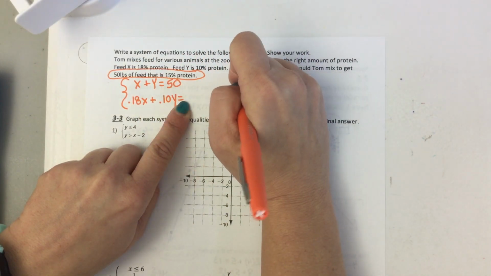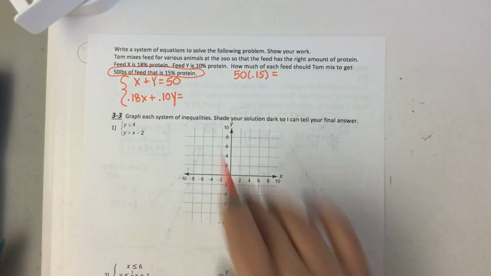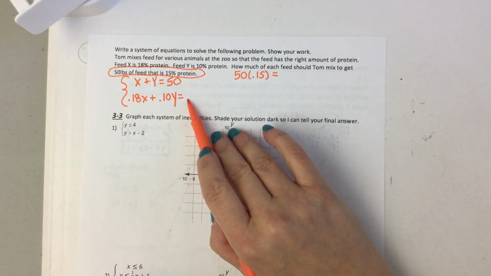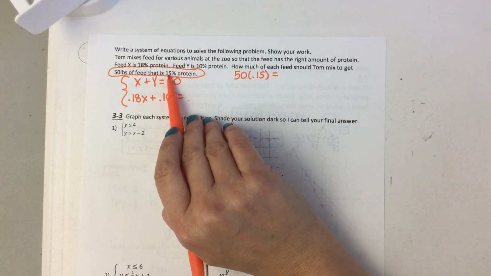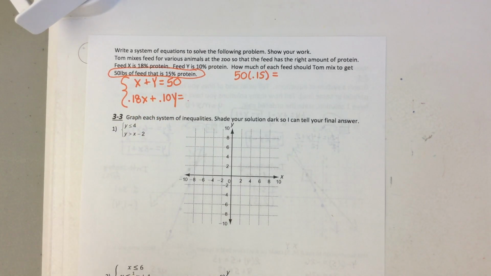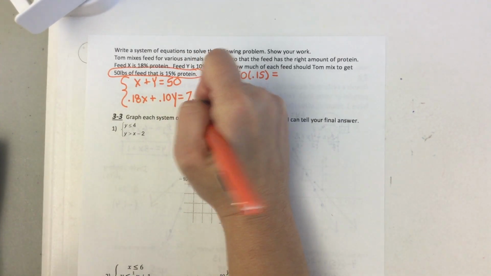So my total was 50. 50 times 15%, that's the amount of protein that we need. Okay, so to find this again, what I did is I took the total. You need it to be 15% protein. So I'm multiplying the 50 times 0.15. 50 times 0.15, this is 7.5.